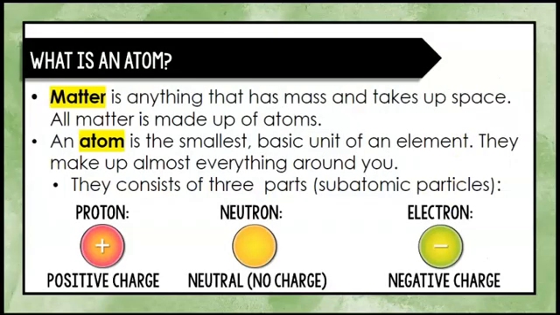Today we'll be learning a little bit more about matter, or anything that has mass and takes up space. All matter is made up of something called atoms. An atom is the smallest basic unit of an element. They make up almost everything around you. They consist of three parts, or subatomic particles. These are the proton, which has a positive charge, the neutron, which has a neutral, aka no charge, or an electron, which has a negative charge.